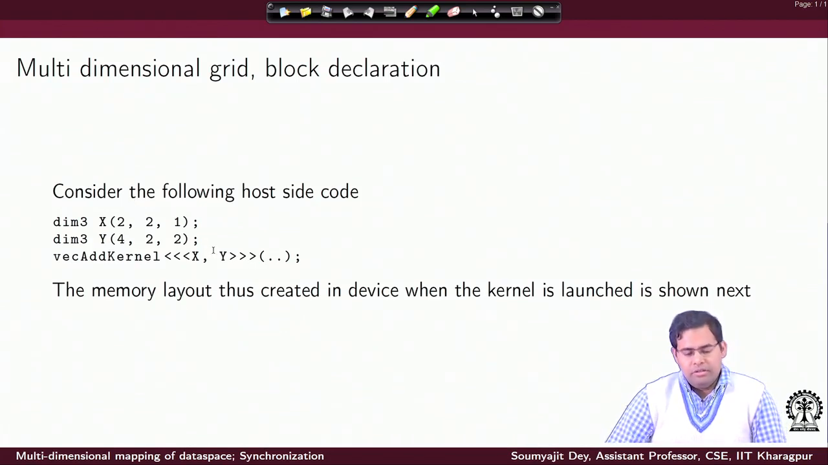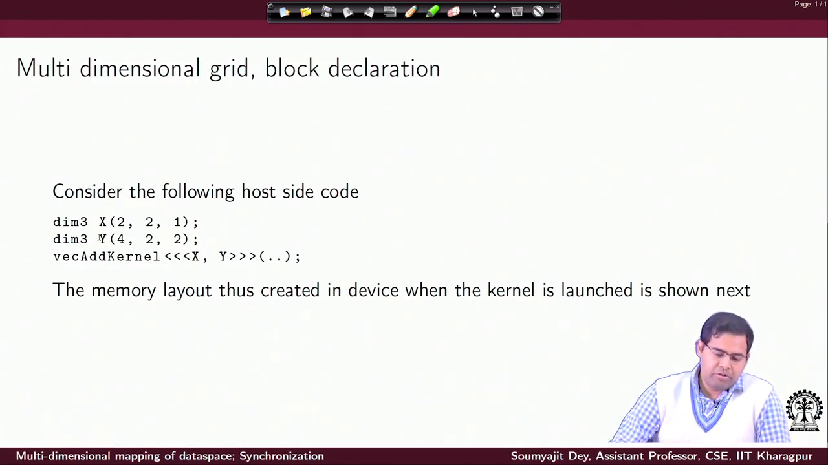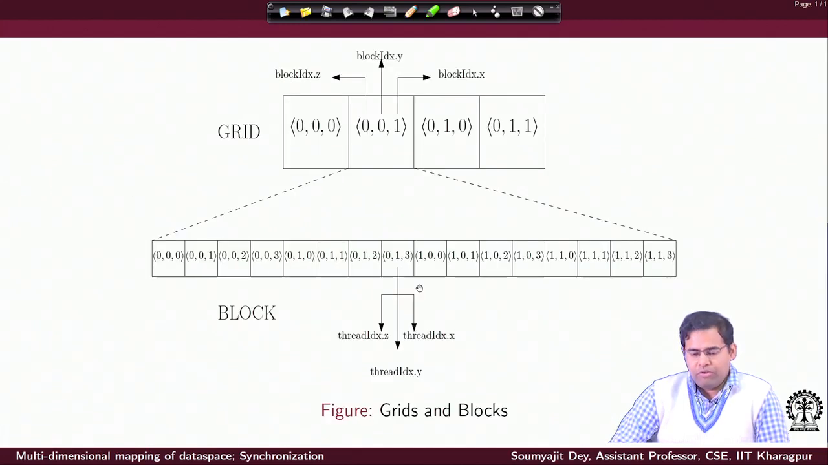Here we are saying, let us consider a grid definition where the blocks are packed in 2 dimensions. So, in the x dimension you have 2 blocks, and in the y dimension you have 2 blocks, and inside the block you have a 3D arrangement of threads. So, you have another dim3 type Y with this arrangement 4, 2, 2, and overall you are making a vcat kernel call with launch parameters x and y. This would create a memory layout in the device when the kernel is launched, and we have a picture of it here.